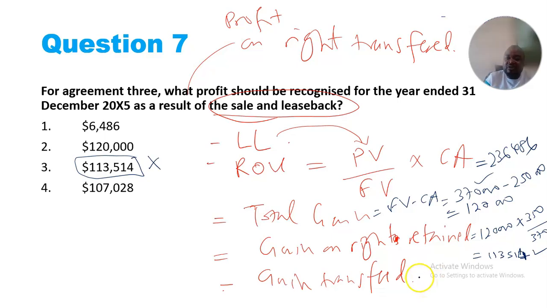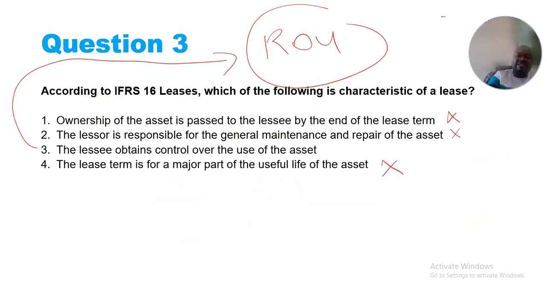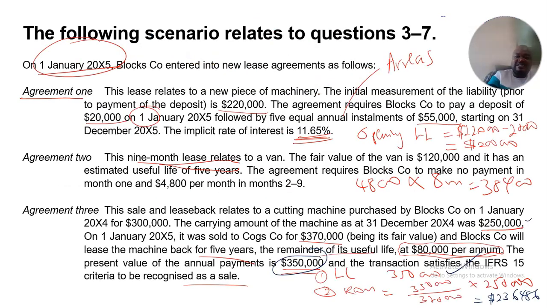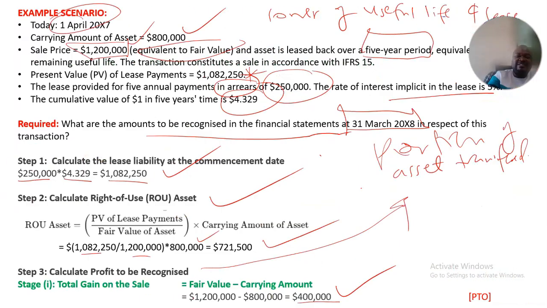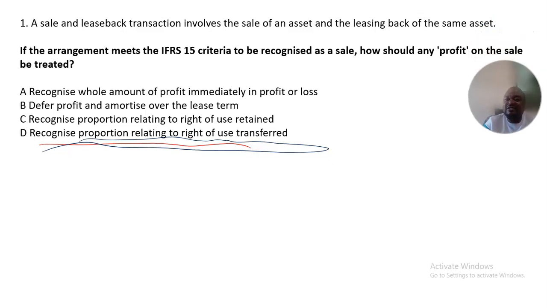The exam wants you to pick the gain on the right of use transferred. Let me just look for the proper wording. According to the first question, because that one gives us the proper wording, you need to recognize the proportion relating to the right of use transferred. So that's the type of gain you need to recognize, you guys.